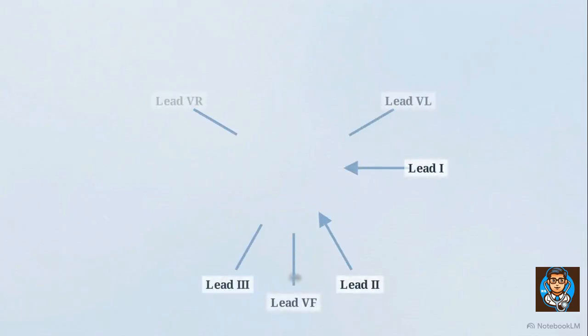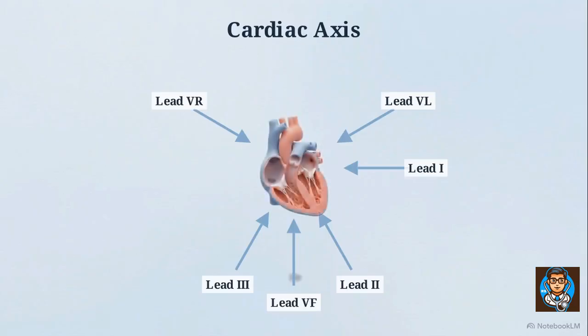These directions are mapped by attaching electrodes to the patient's limbs. This creates a vertical plane slicing through the torso, giving us 6 distinct angles: leads I, 2, 3, VR, VL, and VF, all pointing inward toward the heart. By observing which leads show positive deflections and which show negative, we calculate the cardiac axis, the single dominant directional vector of ventricular depolarization. In a healthy heart, this collective wave spreads diagonally from top right to bottom left, tracking from 11 o'clock to 5 o'clock.